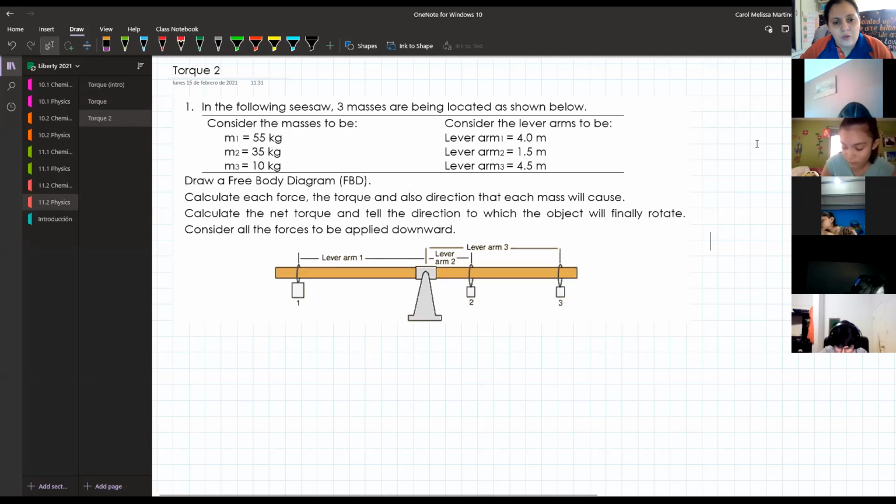So take a look. We have a seesaw, okay? And there are three masses hanging from there. Mass 1, mass 2, and mass 3. The masses are 55, 35, and 10 kilograms each. Also it says to consider the lever arms: lever arm 1 is 4 meters, lever arm 2 is 1.5 meters, and lever arm 3 is 4.5 meters.